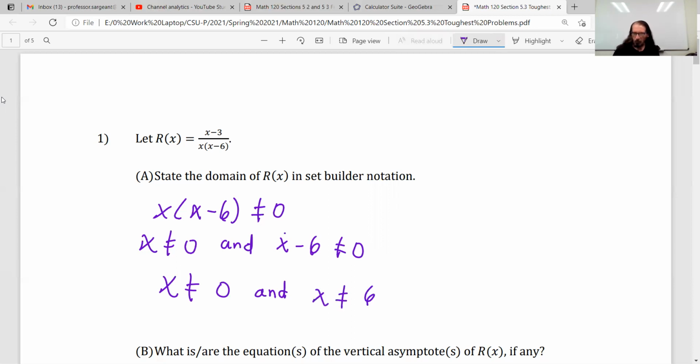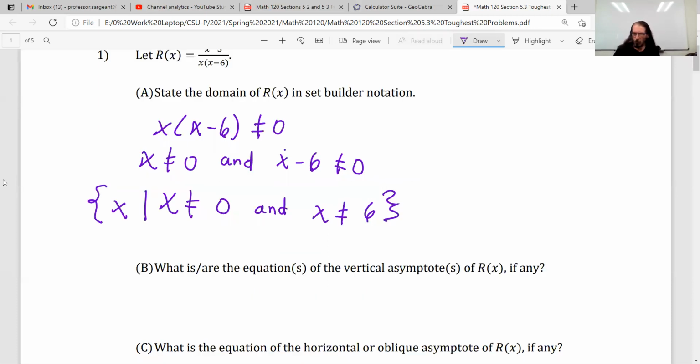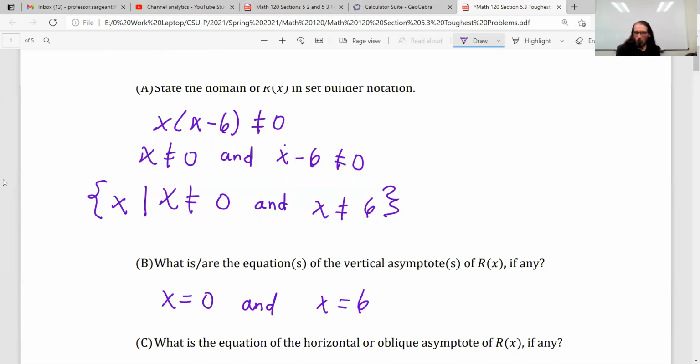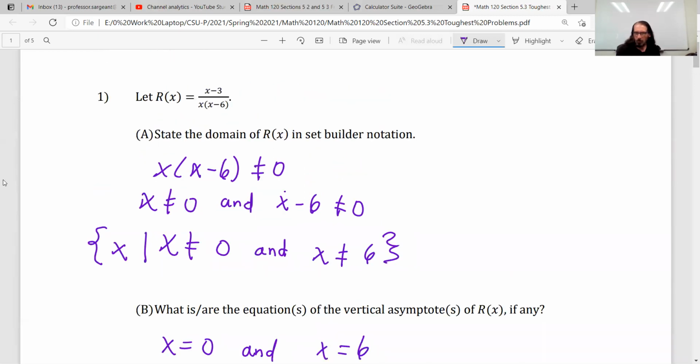Putting that into set builder notation would just require putting the x bar, short for x is a real number such that, and then the curly braces around it. We switch those not equals to equals. That's telling us that we have two vertical asymptotes. Furthermore, I know that because what makes the denominator 0 versus what makes the numerator 0 is different, we would not have any common factors reducing. There won't be any holes in this graph.